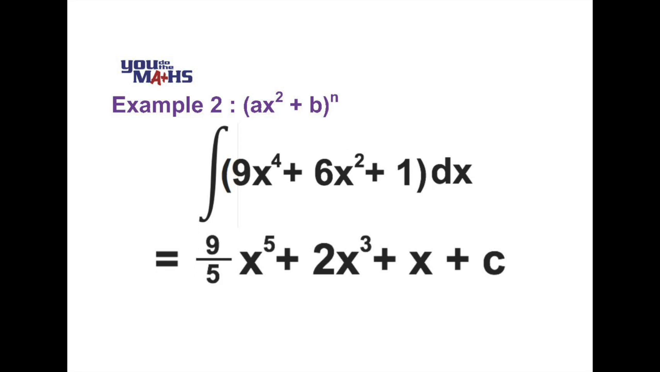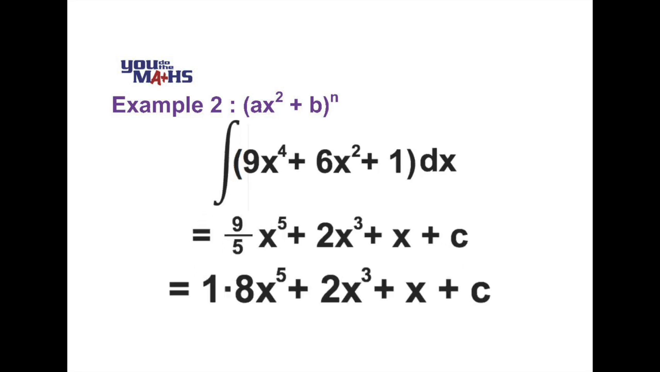This is as simplified as it will get, but what we can also do is change the fraction at the front 9/5 so that the coefficient of x to the 5 becomes 1.8.